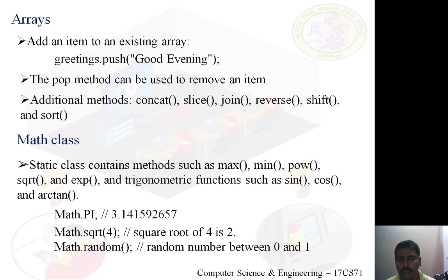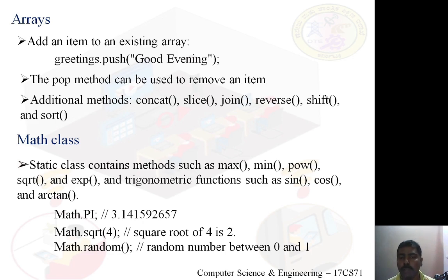So suppose, let me say the pi. To access the pi value in my JavaScript, since I said Math is a static class, a static class can't be instantiated. The methods and properties of static classes can be accessed only through the class name. Remember, the methods and properties of static classes can be accessed through the class name.